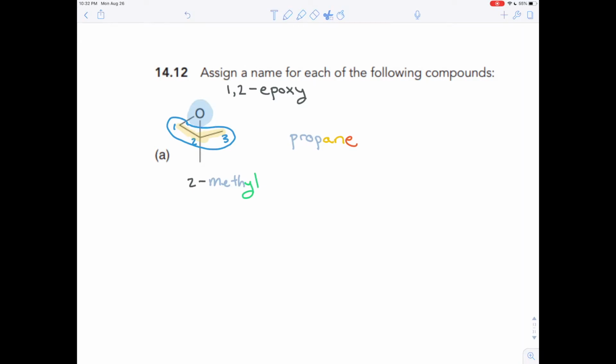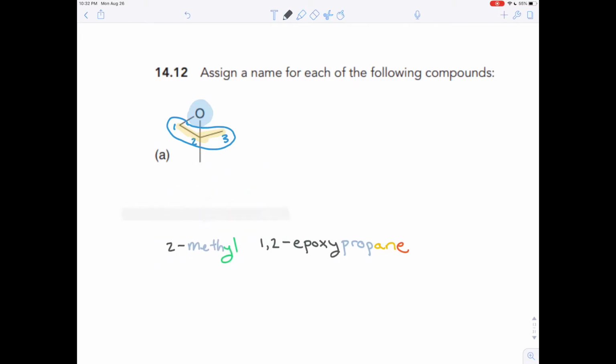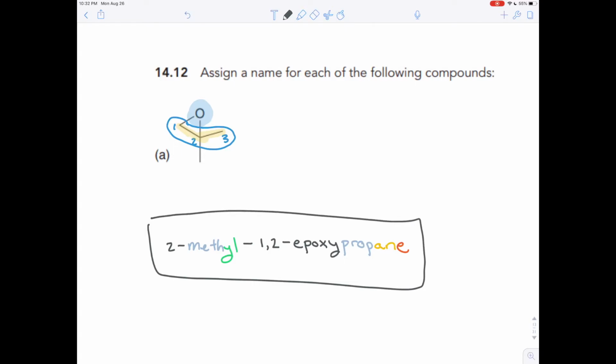Okay, now the one particular thing we mentioned is that epoxy branch has to come immediately in front of the backbone name. It's just sort of an exception because it's so intimately tied to the backbone. Otherwise, you put the branches in front. And so the name for this molecule would be 2-methyl 1,2-epoxy propane.